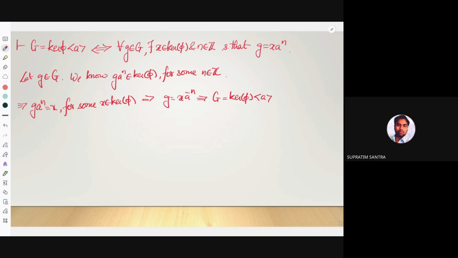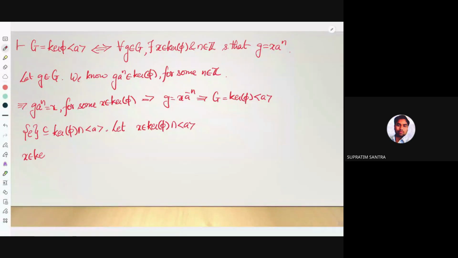So we always know that this containment is true, because it's not an ideal, sorry. Kernel of phi and the subgroup generated by A are both subgroups and both contain the identity. So their intersection will of course contain the identity. The other way around is what we need to check. Let X belong to kernel of phi intersection this.